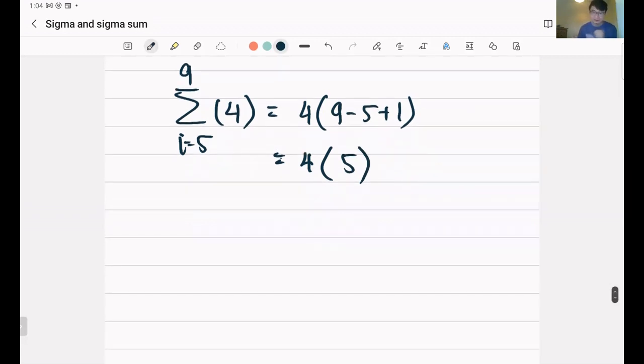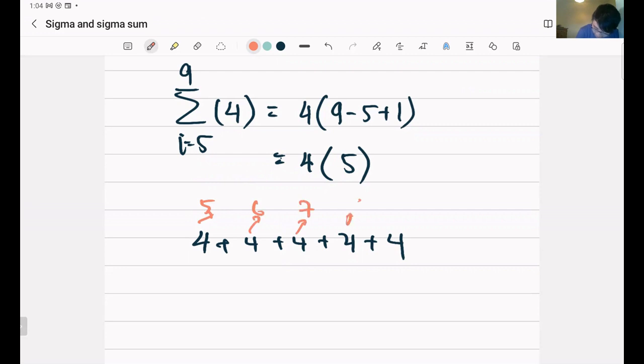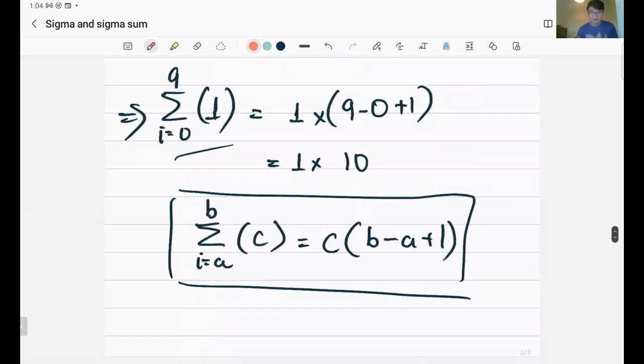Let's verify whether this is correct. I'm going to write out 4 plus 4 plus 4 plus 4 plus 4, five 4s. My index starts at 5, so let's write out 6, 7, 8, and 9, which completely matches this sigma sum. The most important thing is that we have to understand this term.